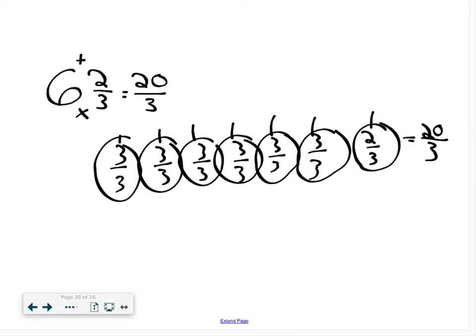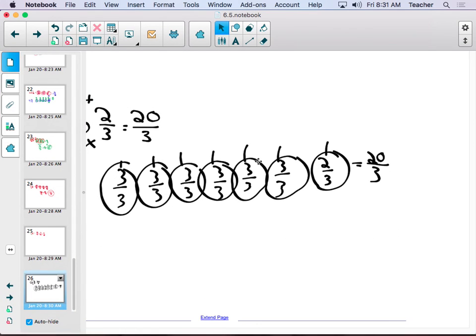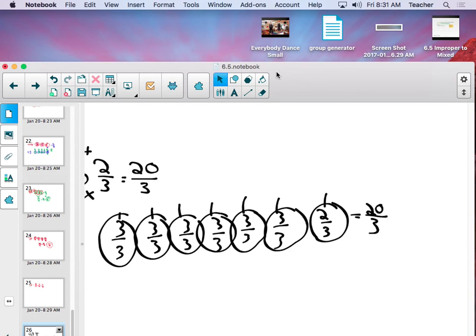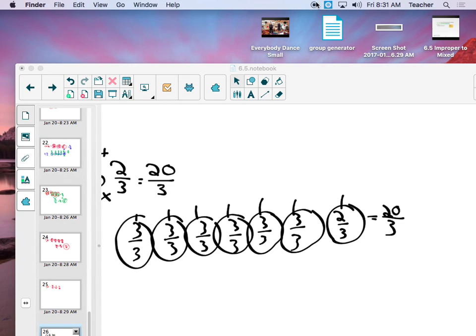If you would like to practice this, you can make up any mixed numbers that you would like, and then practice changing them to an improper fraction, or you could do the opposite if you would like more practice. You can write an improper fraction and try to make it back to a mixed number. Okay? I hope this was helpful.